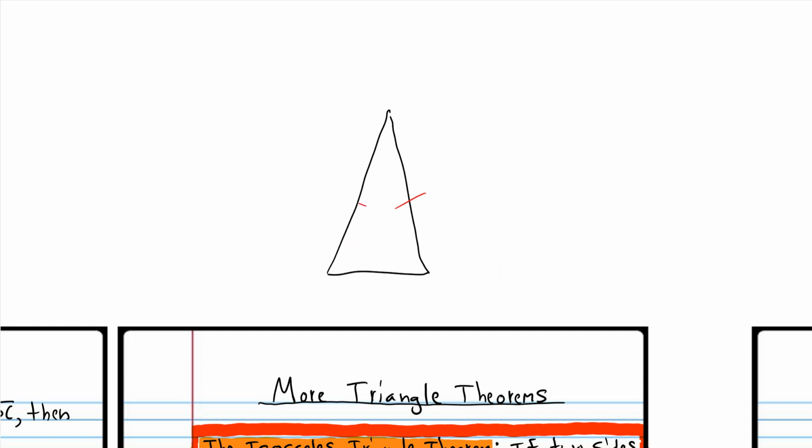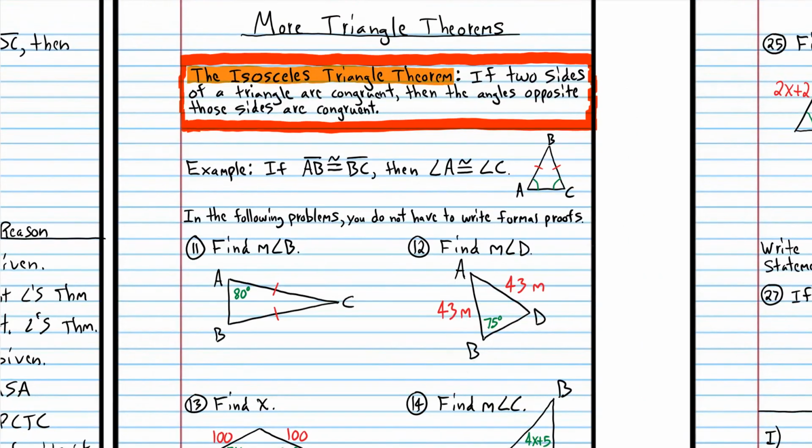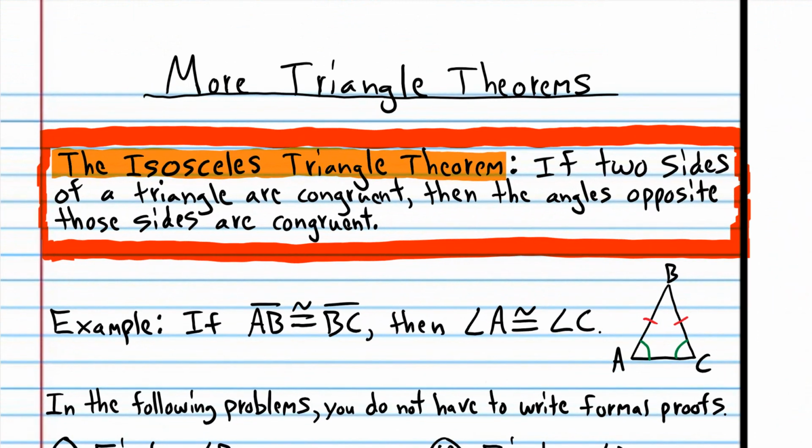So again, if you have two sides, this angle is opposite this side, and this angle is opposite this side. So again, if you have two sides that are congruent in a triangle, the angles opposite those sides must be congruent. All right, so let's do some practice problems. First, go ahead and take a screenshot of that theorem.